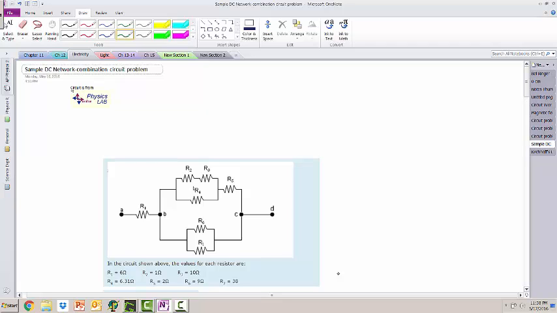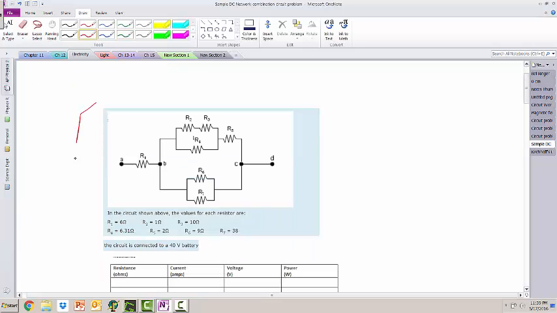So now let's take a look at the network. This is a simple DC network combination circuit problem, and I pulled the network from the online physics lab, which is an excellent resource. This is our circuit here.